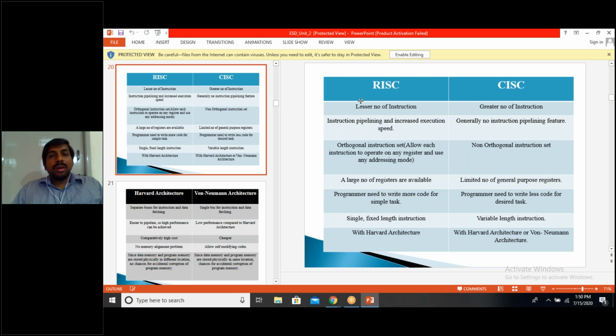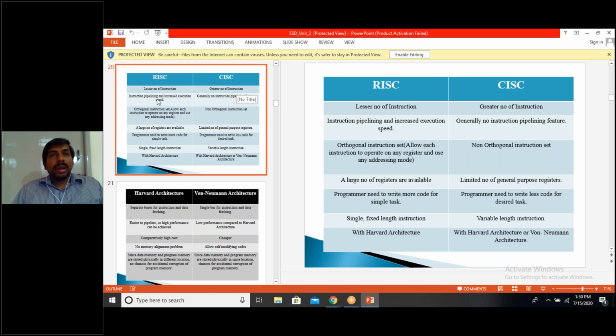They can be RISC or CISC. So what does RISC mean? They follow a reduced instruction set. The number of instructions used is less in a RISC, whereas in CISC there are more instructions. In RISC we are following instruction pipelining. By using instruction pipelining, you are increasing the computation speed.